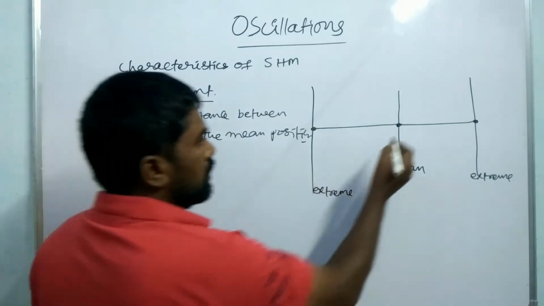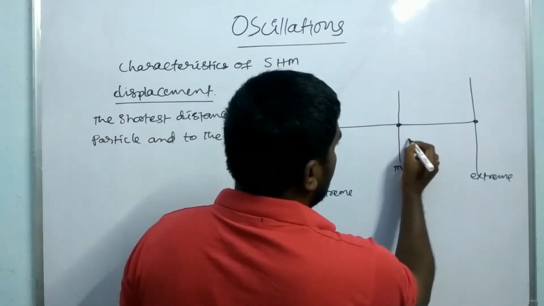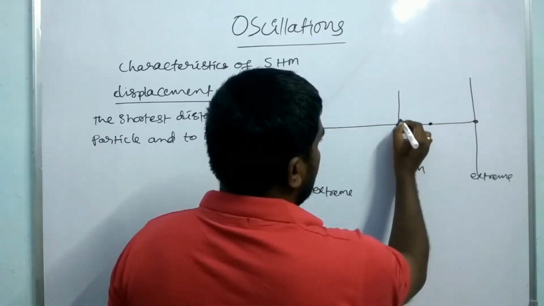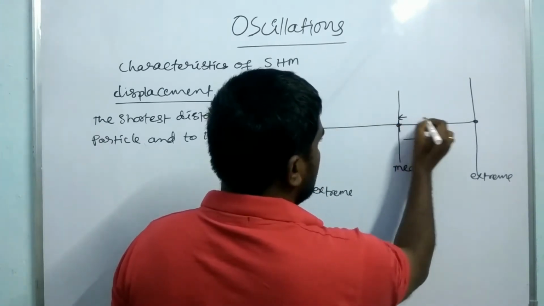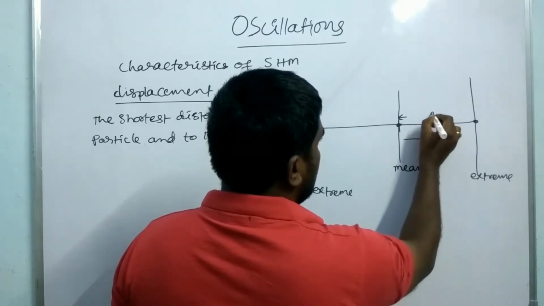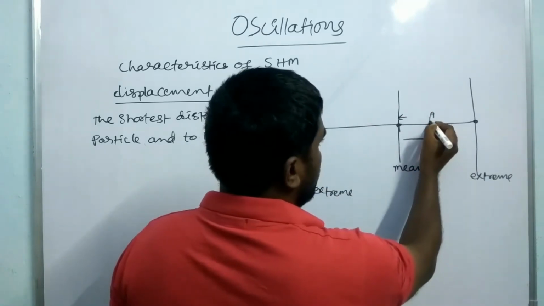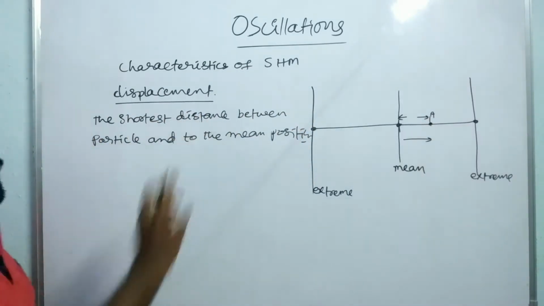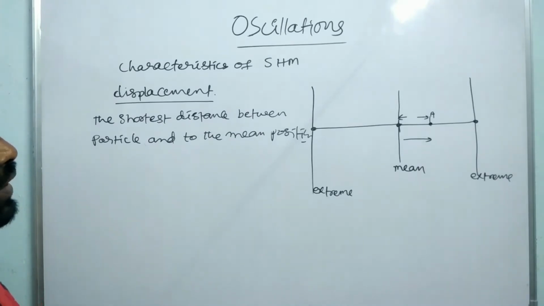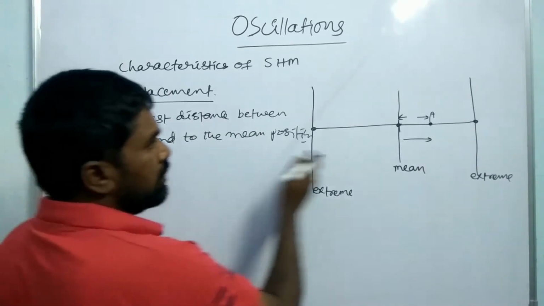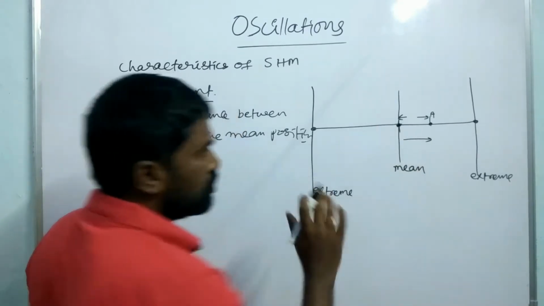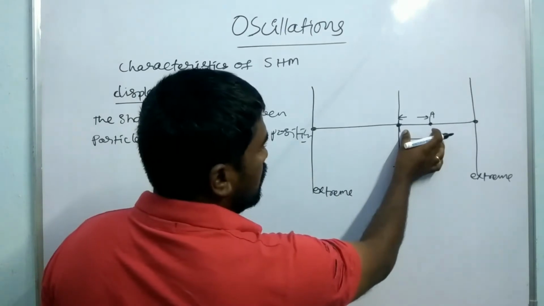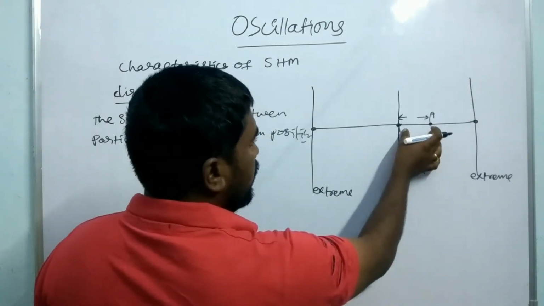So this is the displacement of the particle here. Suppose the particle is moving in this direction. Here there is a particle. Now the distance between these two points. Suppose this is the particle at position A. The distance between these two is the displacement of the particle. The displacement must be found or measured from the mean position only. This distance is measured at any instant of time.